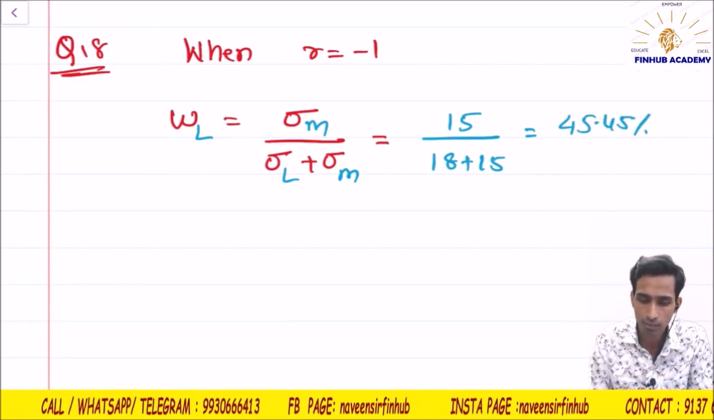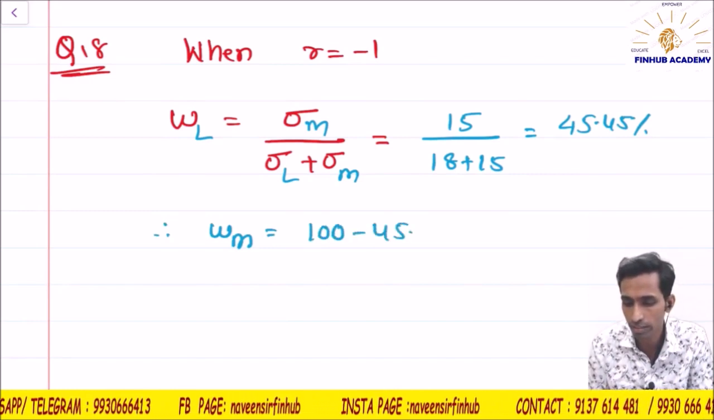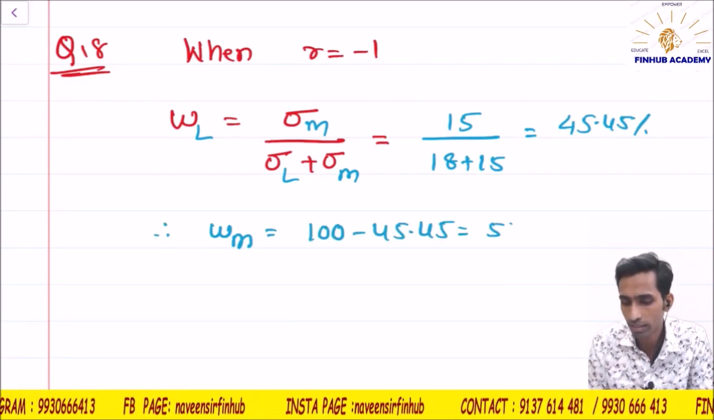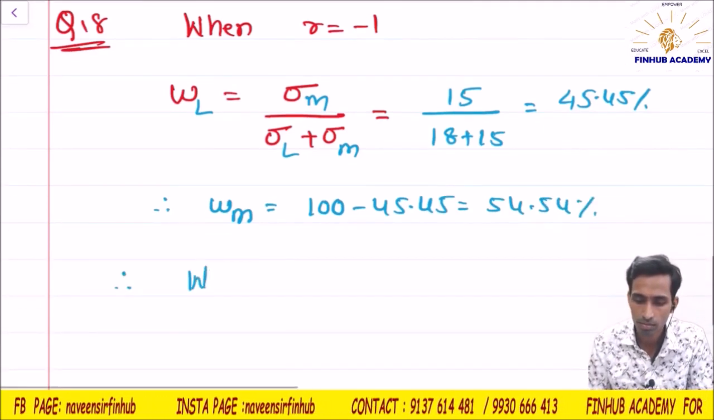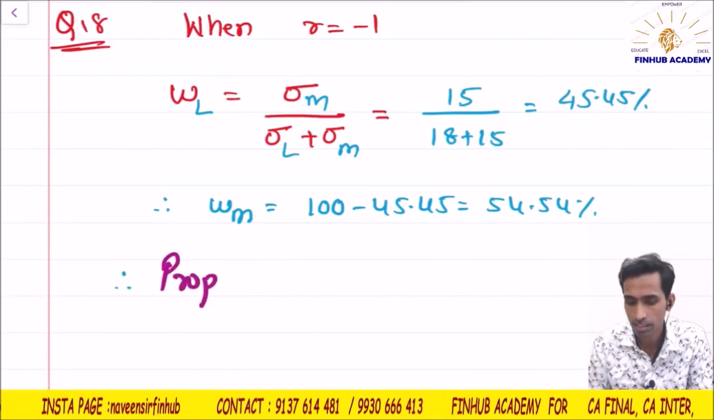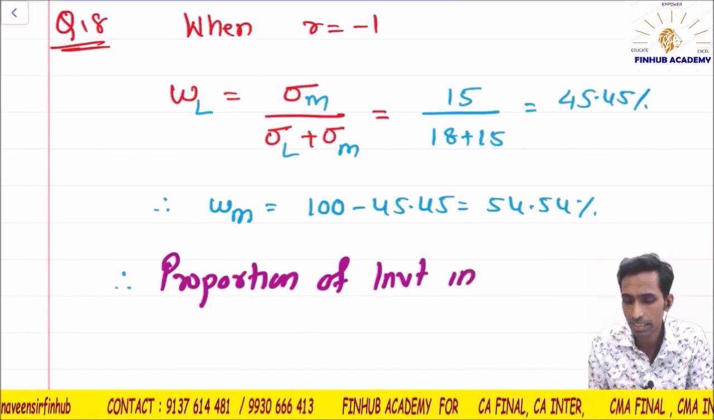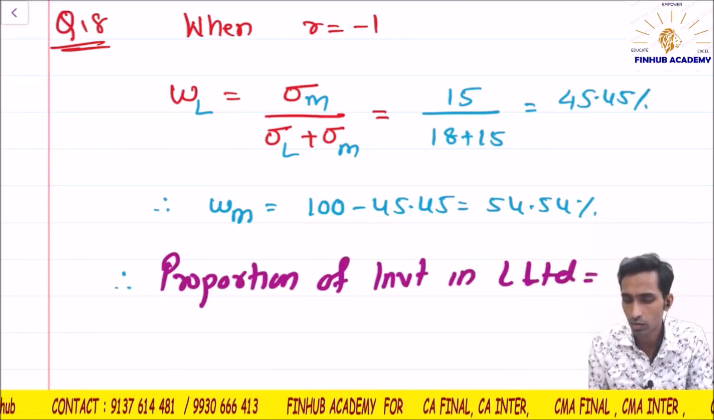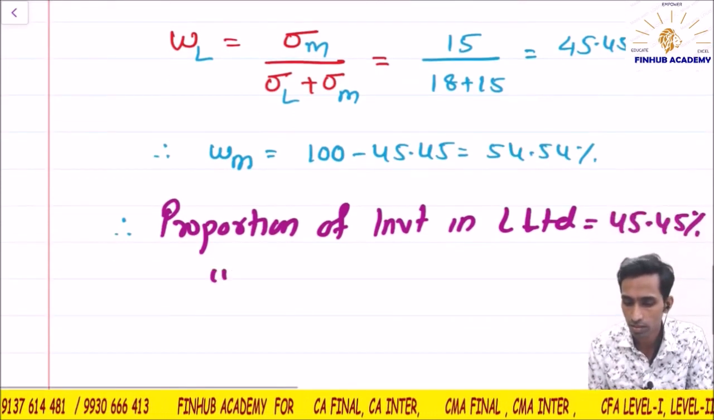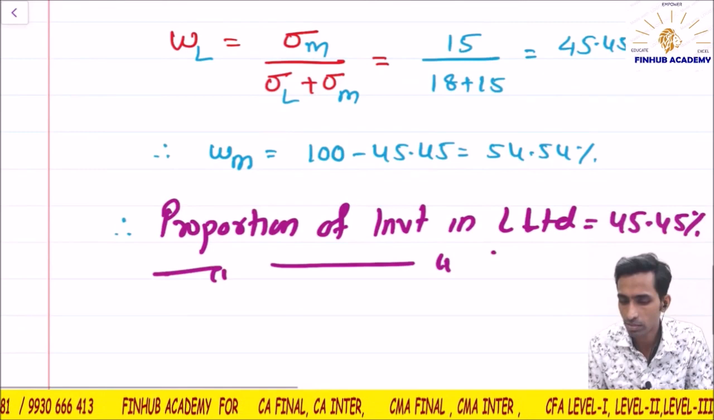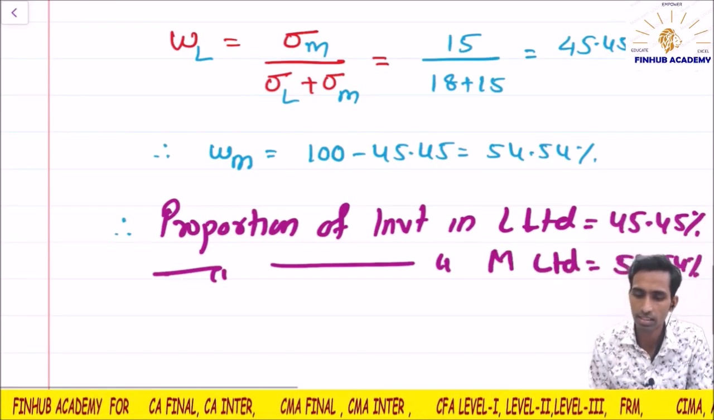45.45%. Therefore, weight of M is equal to 100 minus 45.45, 54.54%. Okay. Therefore, proportion of investment, please copy, proportion of investment in L Limited is equal to 45.45%. Proportion of investment in M Limited is equal to 54.54%. That's it. Done. Understood? Easy.